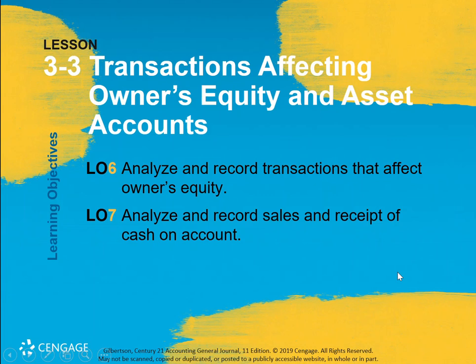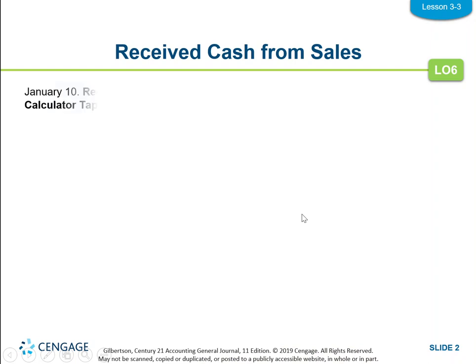Okay, so in this lesson, 3.3, we're going over transactions affecting owner's equity and asset accounts. We're going to analyze and record transactions that affect owner's equity, and analyze and record sales and receipt of cash on account. So, received cash from sales.